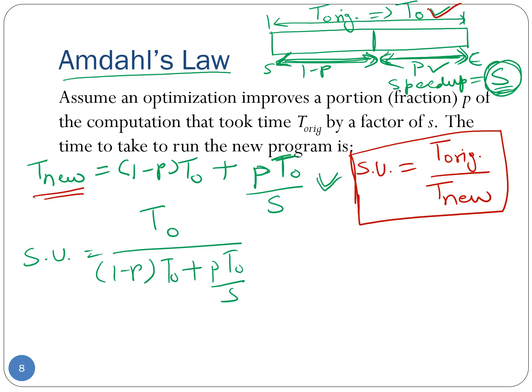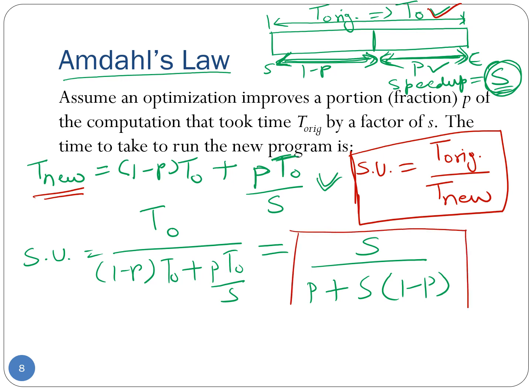If you do the math and simplify this, you will find that this reduces to S divided by P plus S into (1 minus P). This expression over here is essentially the famed Amdahl's law. What this is saying is, if you have a program or a system and you were able to speed up a portion P of this program by a factor of S, the overall speedup that is achieved in the entire program is given by this expression.